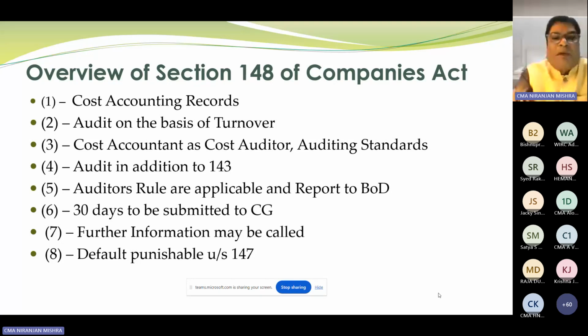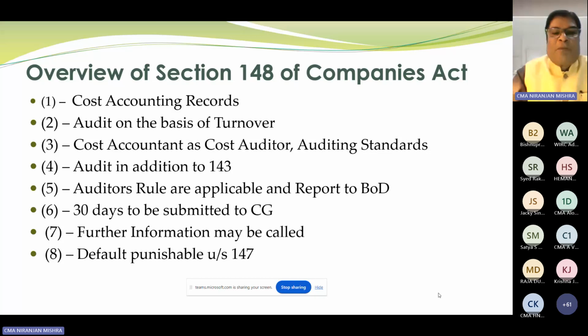We know about the cost audit standards, which became mandatory for the cost auditors. Cost audit is in addition to section 143. That means the companies that are conducting the audit under section 143, if they are covered under the purview of cost audit, they have to do the cost audit under section 148. Auditors' rules are applicable and the report goes to the board of directors.